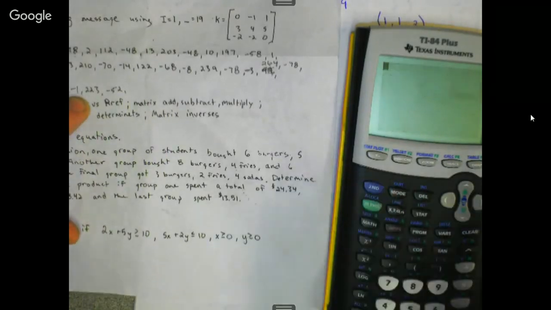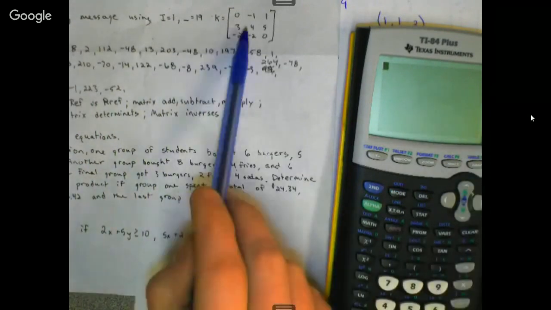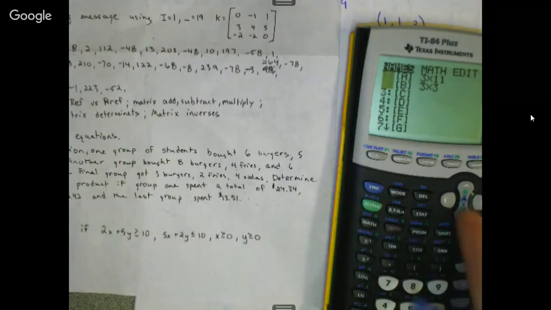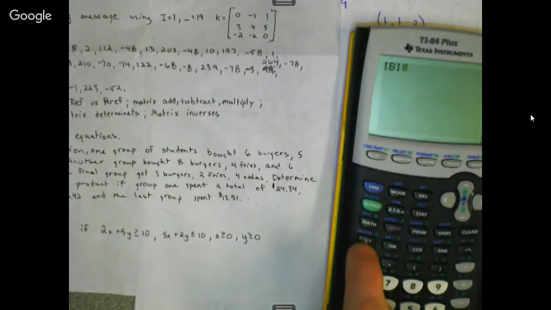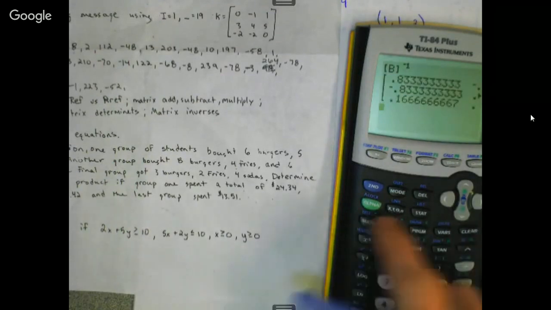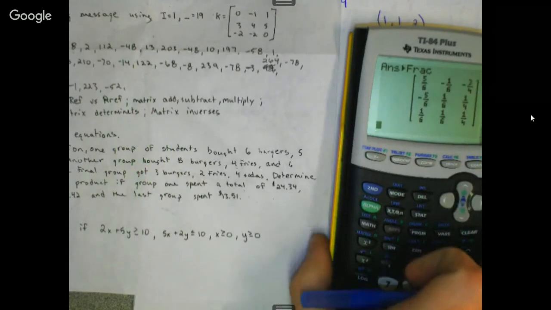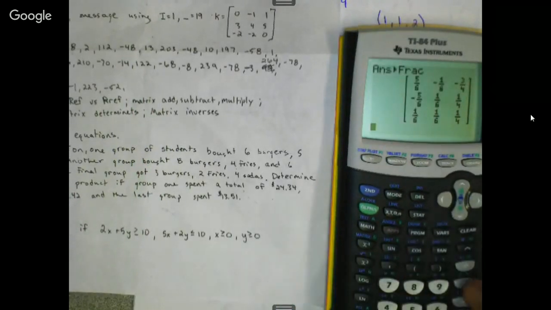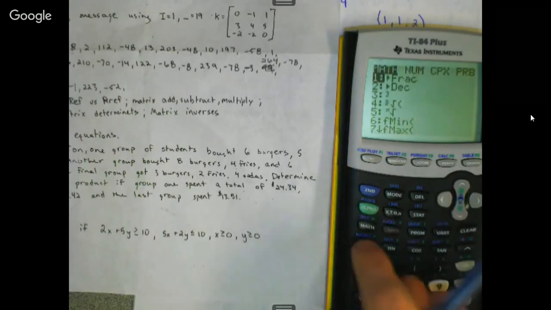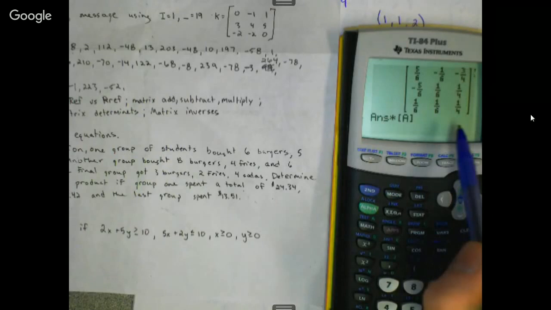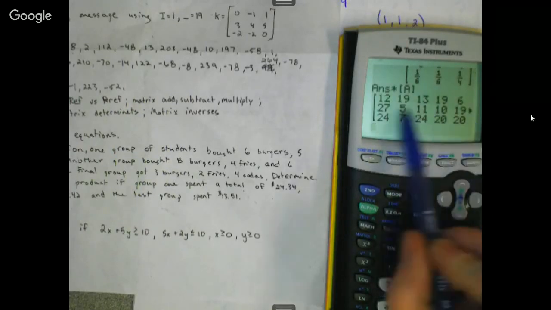Okay, so now I need the inverse of this. So we'll go to matrix B, and I want the inverse, which is this x to the minus 1 button. Enter. Math fraction. Okay, I'm going to want to write this down on the test. Then we're going to take that times our message matrix. Okay, so I'm going to write this down.